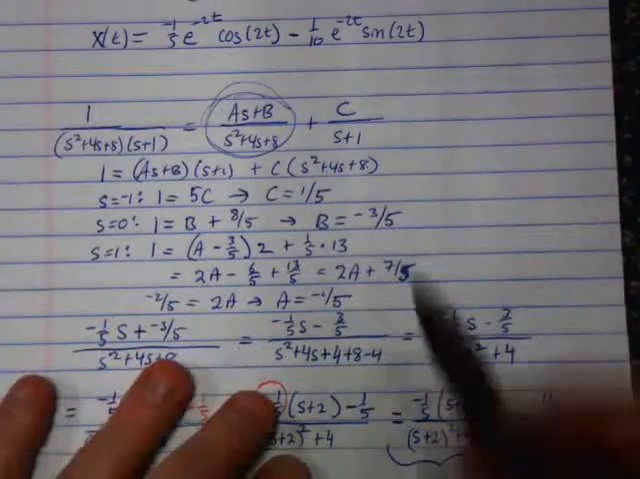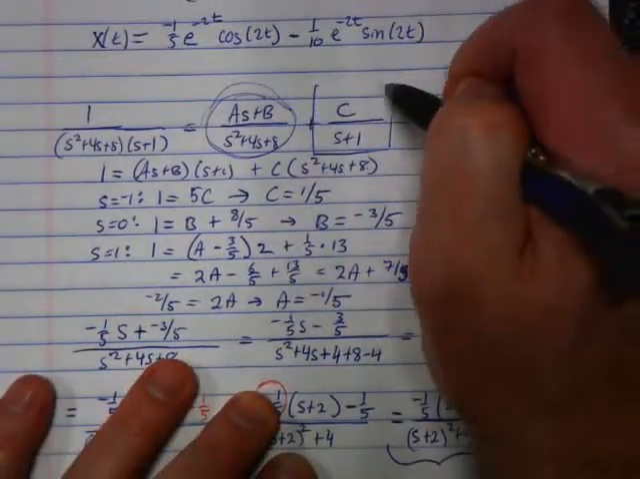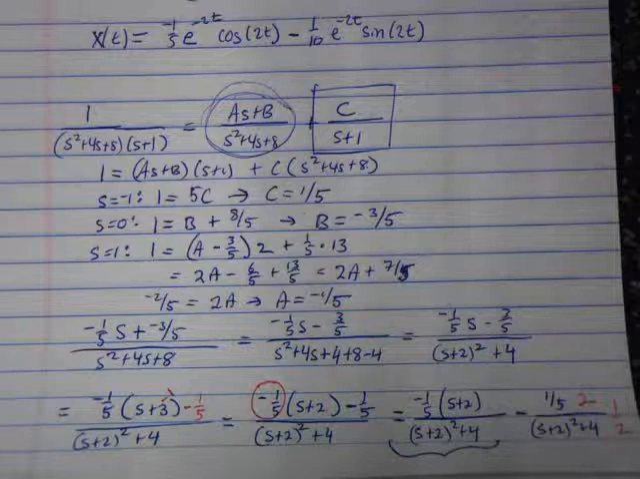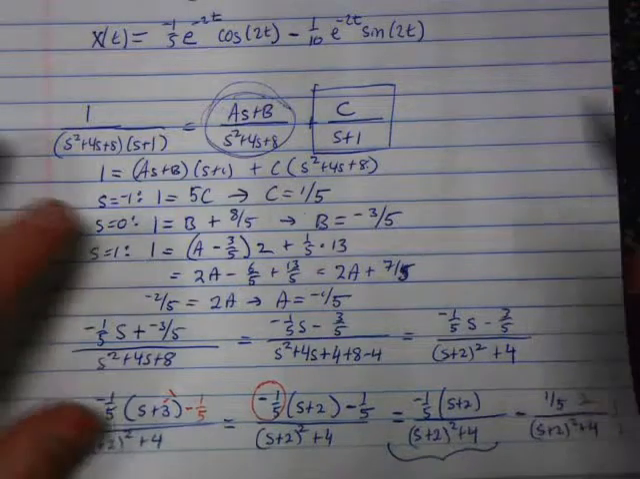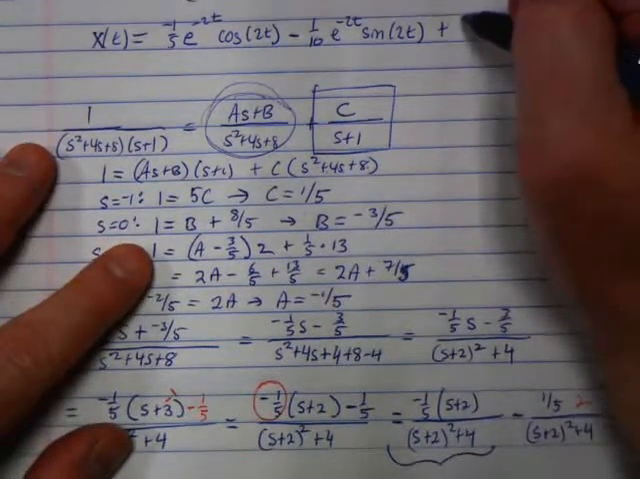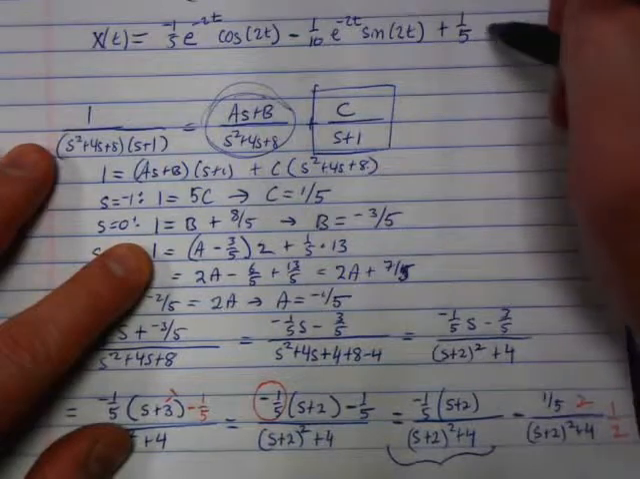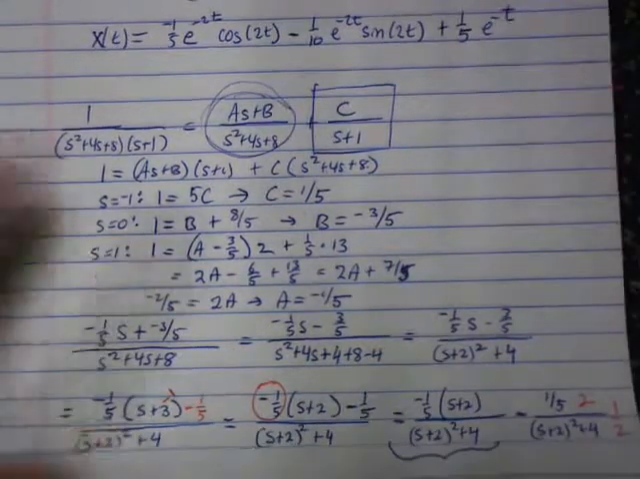And then, don't forget, we still had that little piece too that didn't have that completing the square portion. I need to take the inverse Laplace transform of that also. C was 1/5. E to the negative 1t, that is correct.